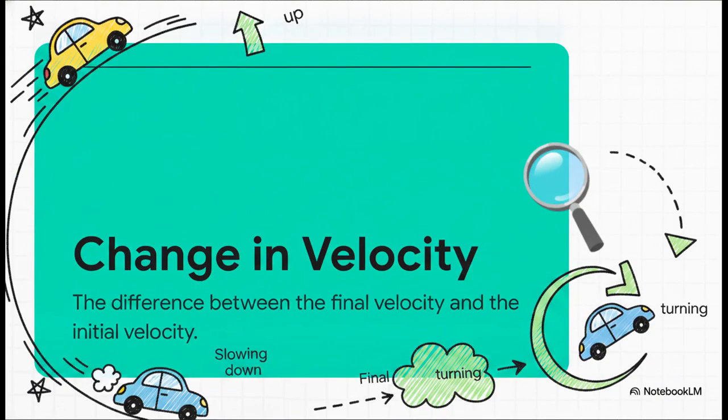Now we bring those pieces together to look at change in velocity. This is just the difference between an object's final velocity and its initial or starting velocity. When we talk about a change, it means you aren't just coasting along on cruise control. Something fundamental about your motion is actively shifting. You're either speeding up, slowing down, or turning. If your starting speed and your ending speed are different, boom, you have a change in velocity.